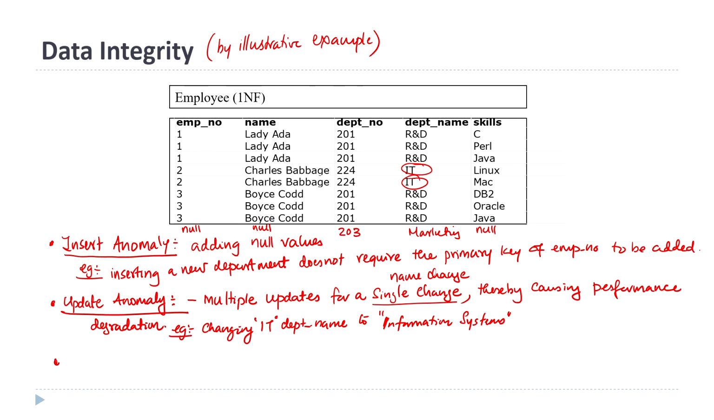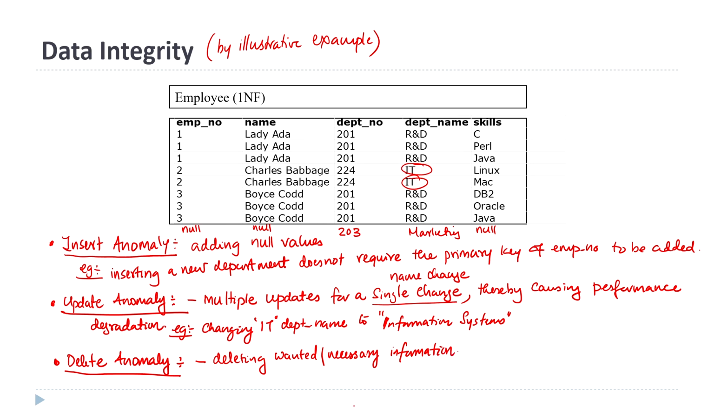Now, let us talk about the delete anomaly. This is also another anomaly. And the simplest way to say it is deleting wanted or necessary information.